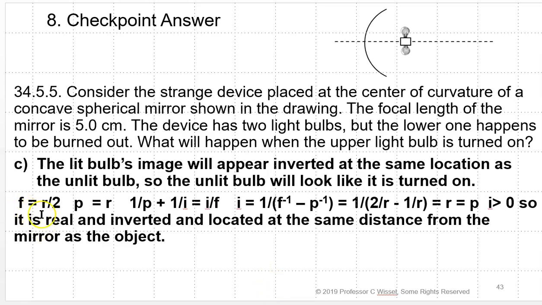Okay, so F is R over 2 and P equals R, because they told us it would be put at the center of curvature. So 1 over P plus 1 over I will equal 1 over F. So I will equal 1 divided by the inverse of F minus the inverse of P. And we can rewrite that as 1 divided by the quantity 2 over R minus 1 over R. I is greater than 0, so it's going to be real, inverted, and located at the same distance from the mirror as the object. Okay, thank you very much.